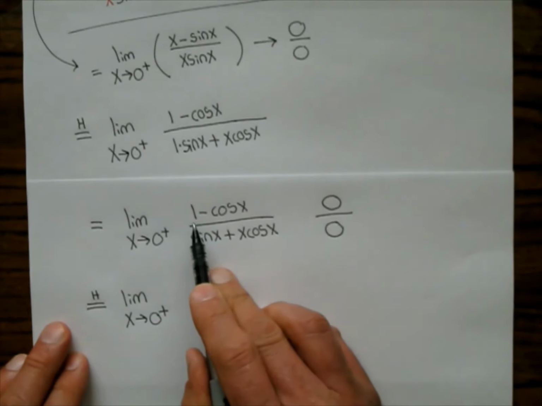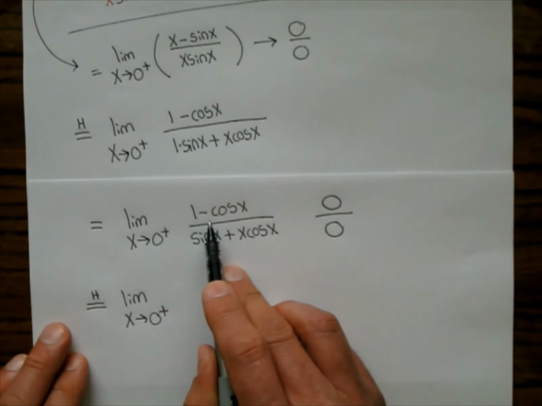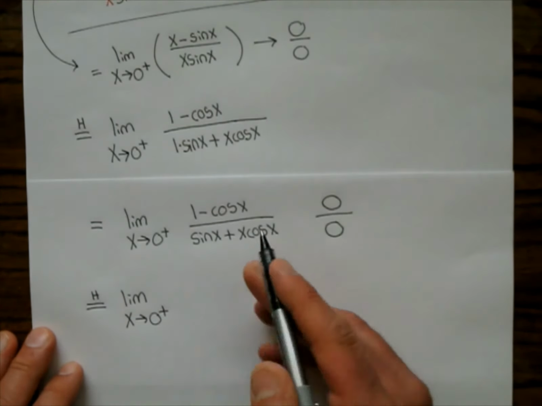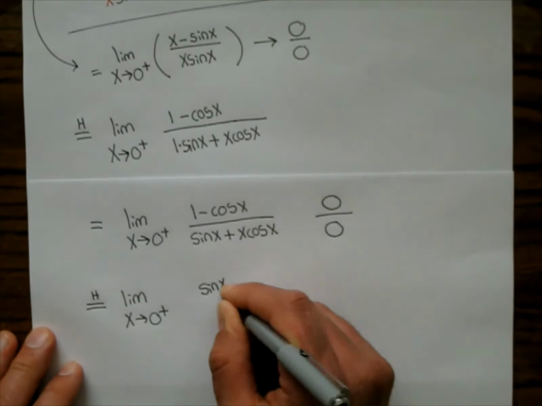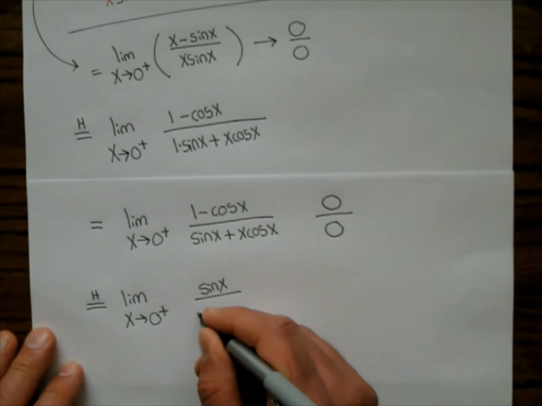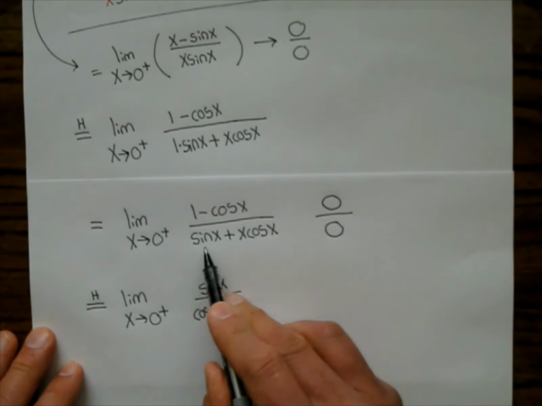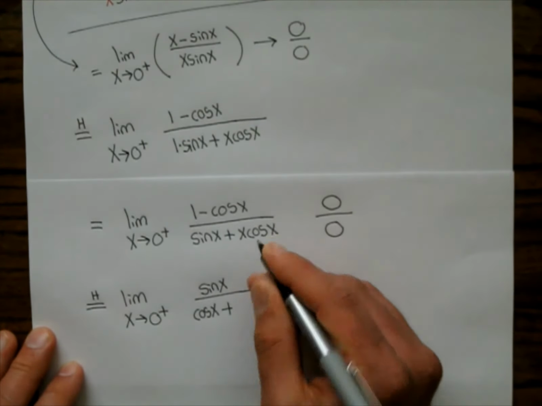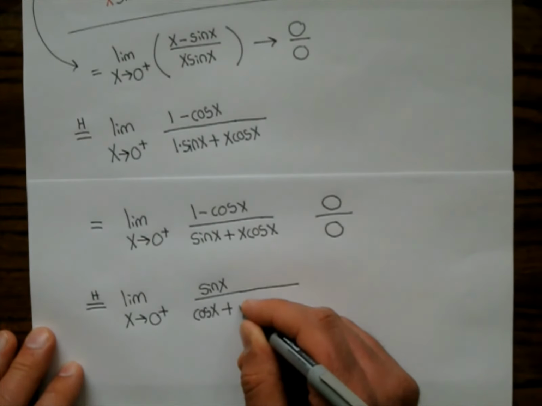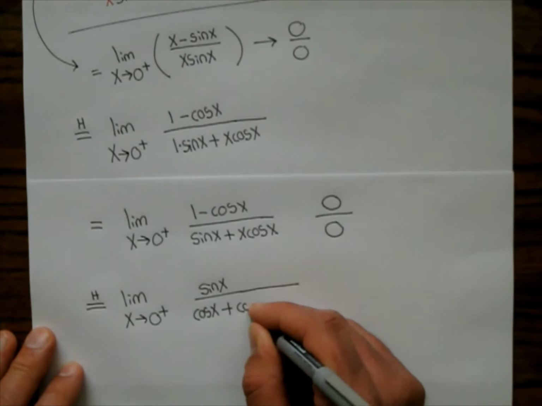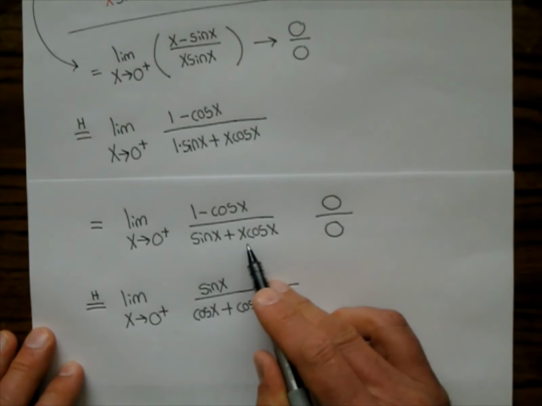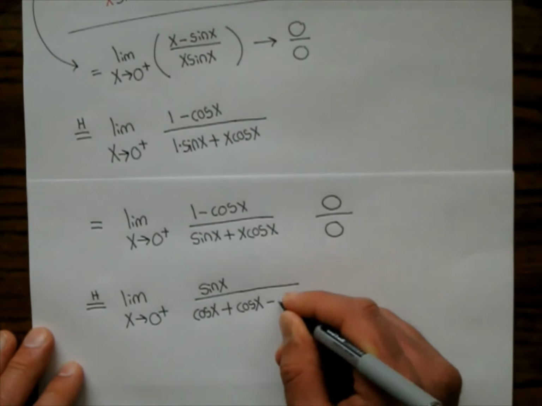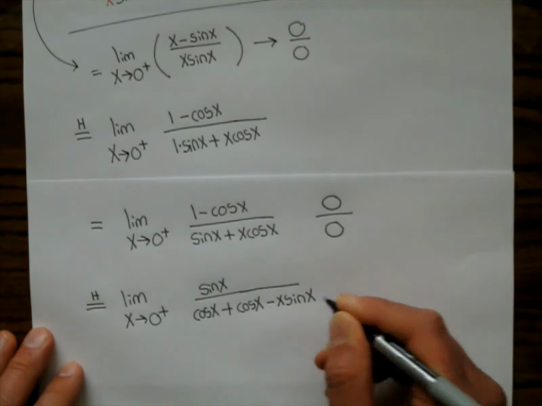And so the derivative of the top: the derivative of a constant is 0, and the derivative of negative cosine is going to be, well, the derivative of cosine is negative sine, so this is just going to be sine x on the top. And on the bottom, we have the cosine of x, which is that derivative, and then a product rule here, which is the derivative of the first, so I'm doing this term right here, which is 1 times the second, which is cosine x, plus the first, which is x, times the derivative of the second, which is negative sine x. So I'm going to go minus x sine x.